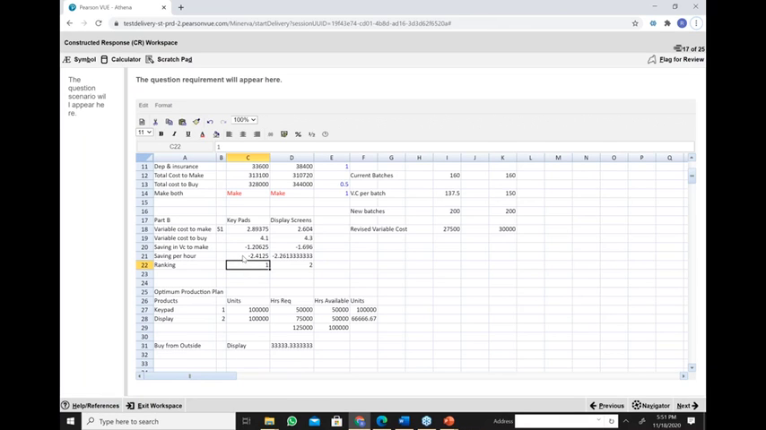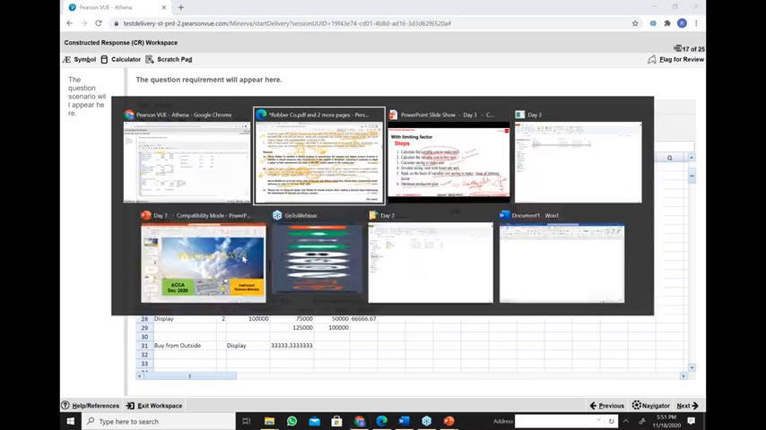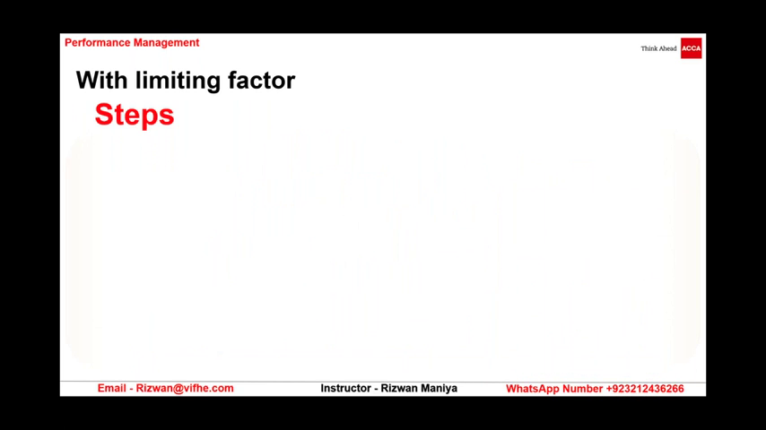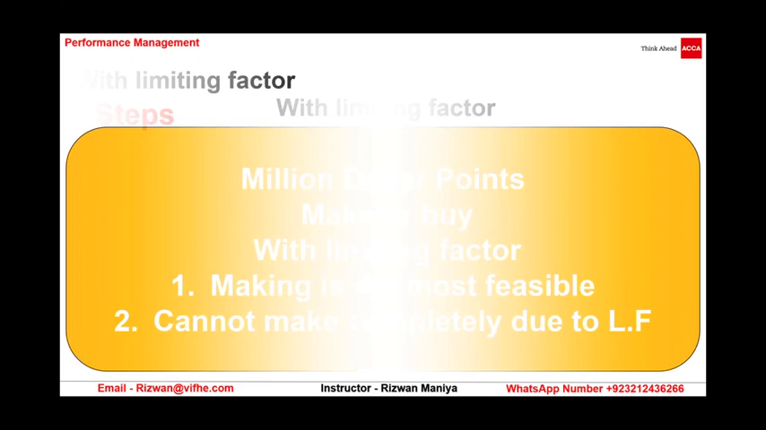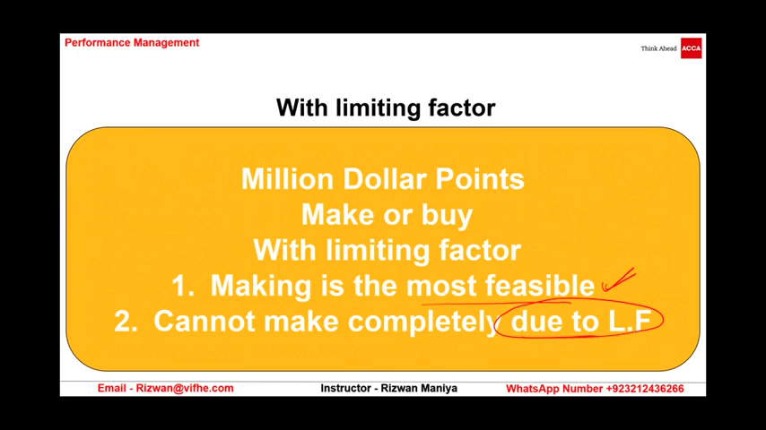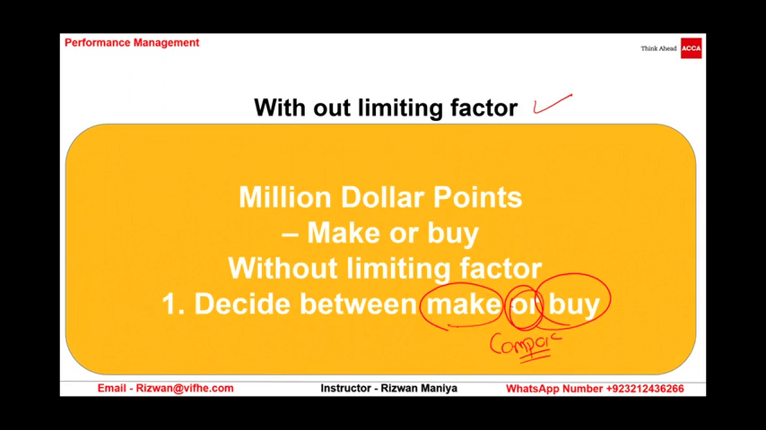This is done. Clear? Now, the million-dollar points. Remember this. Now this will make more sense. In the without limiting factor case, what do we have to keep in mind? We have to keep either to buy or to make. Come on, you repeat, everyone. Either to buy or to make.